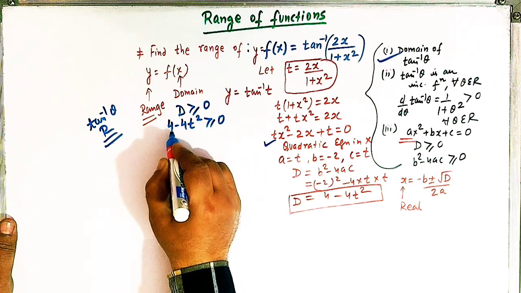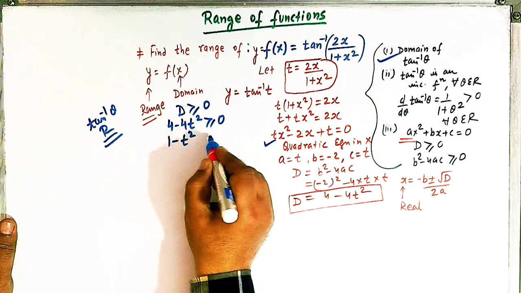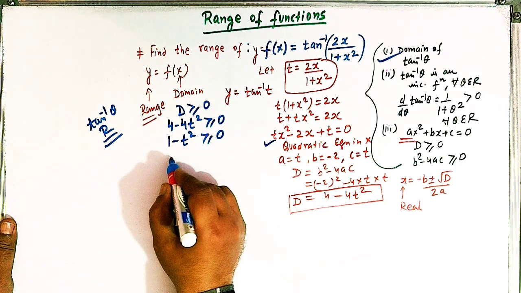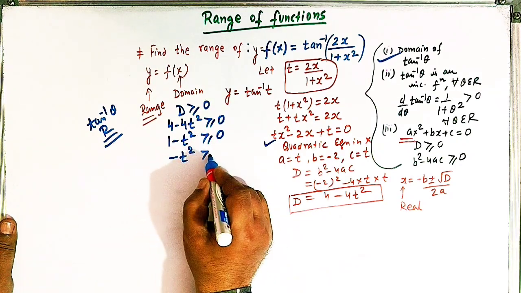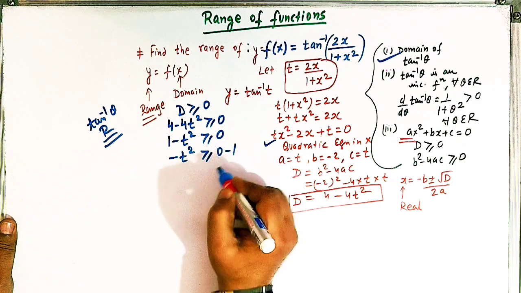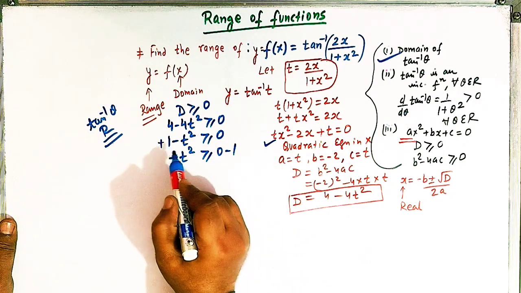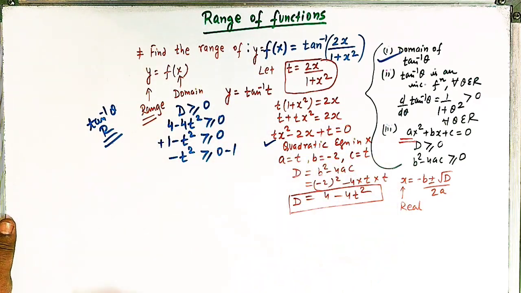Dividing both sides by 4, we have 1 minus t square greater than or equal to 0. So we have minus t square greater than or equal to 0 minus 1, taking this 1 to the right hand side.